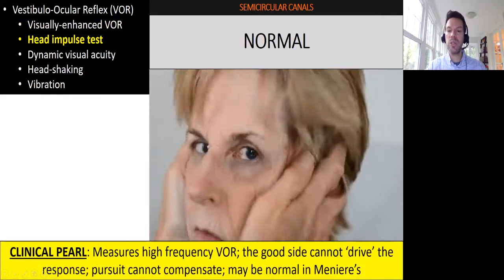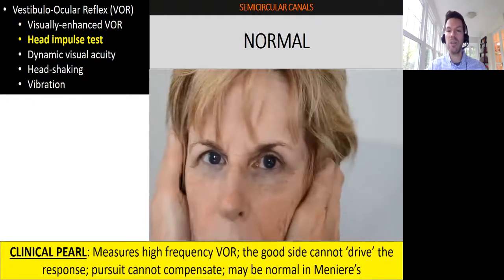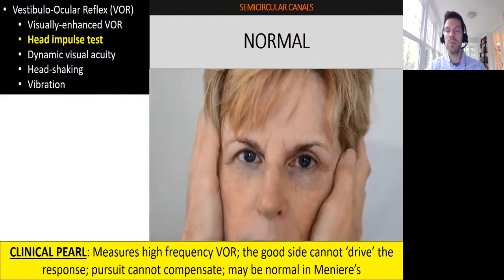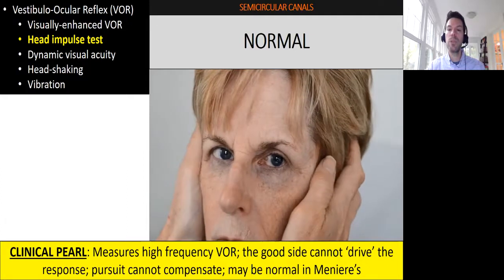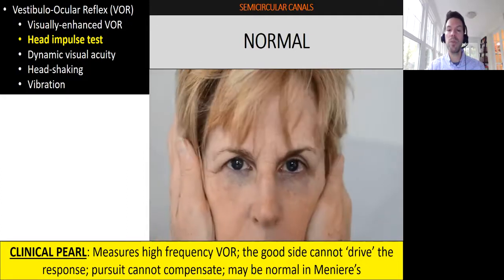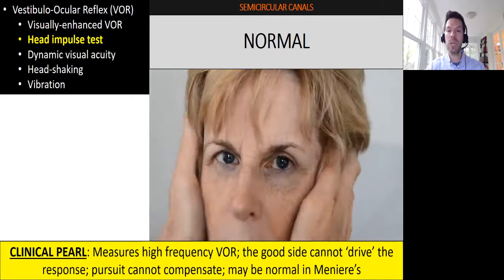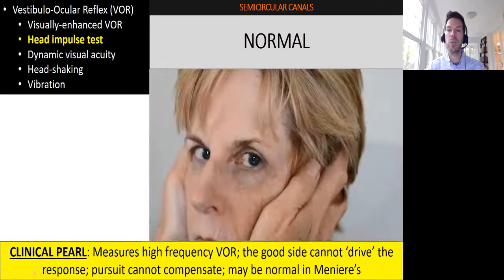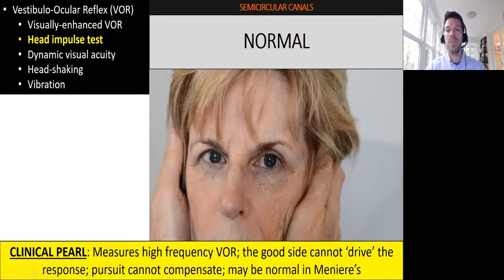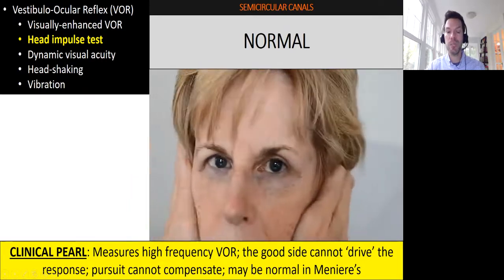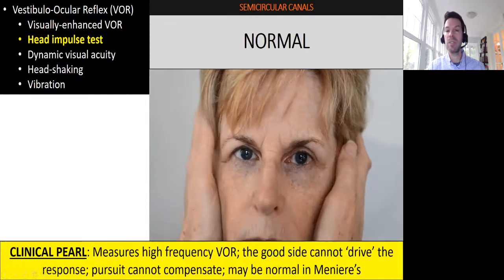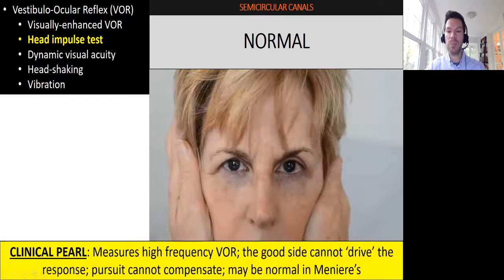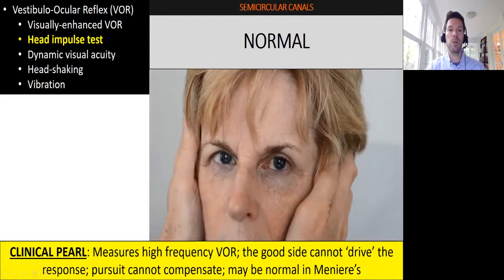In this situation, the good side can't drive the response. So if the patient has an acute left vestibular neuritis, left peripheral vestibulopathy, the good side, the right side, won't be able to sort of compensate to take over for that. You will see this corrective saccade, this abnormal head impulse to the left, to the side of the lesion. This may be normal in Meniere's, which is important to know. While somebody might have significant caloric weakness on one side, at the bedside head impulse and also with video head impulse, it can look quite normal.